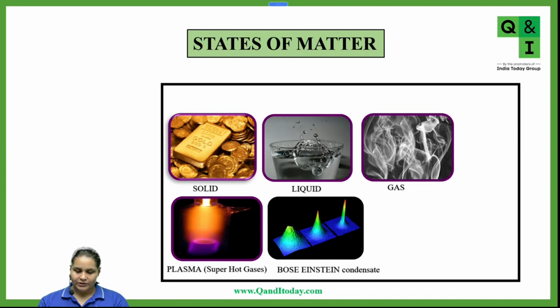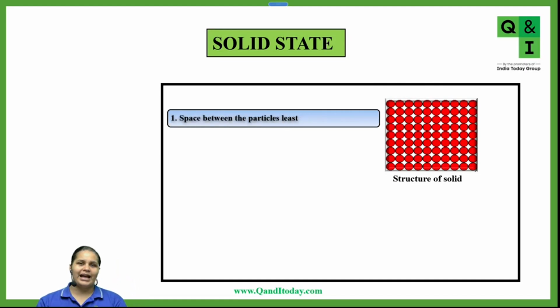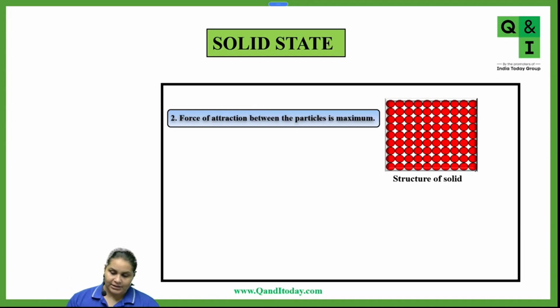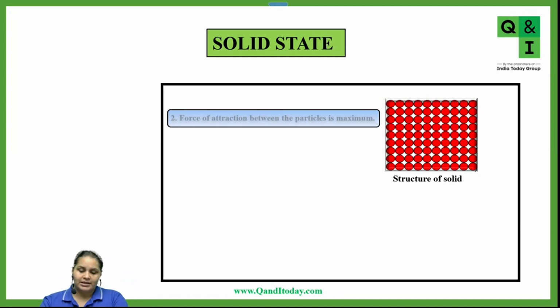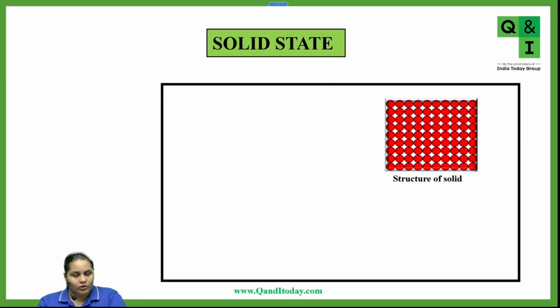Okay, so first, coming to the solid. As we said, in case of solid, the particles are compactly packed. They have hardly any space between them, so the space between the particles is least. Second, the forces of attraction between the particles are maximum. And the kinetic energy of the particles is least, because forces of attraction are very strong. They are not allowing them to move. Fine, so they are compactly packed, they cannot move much.